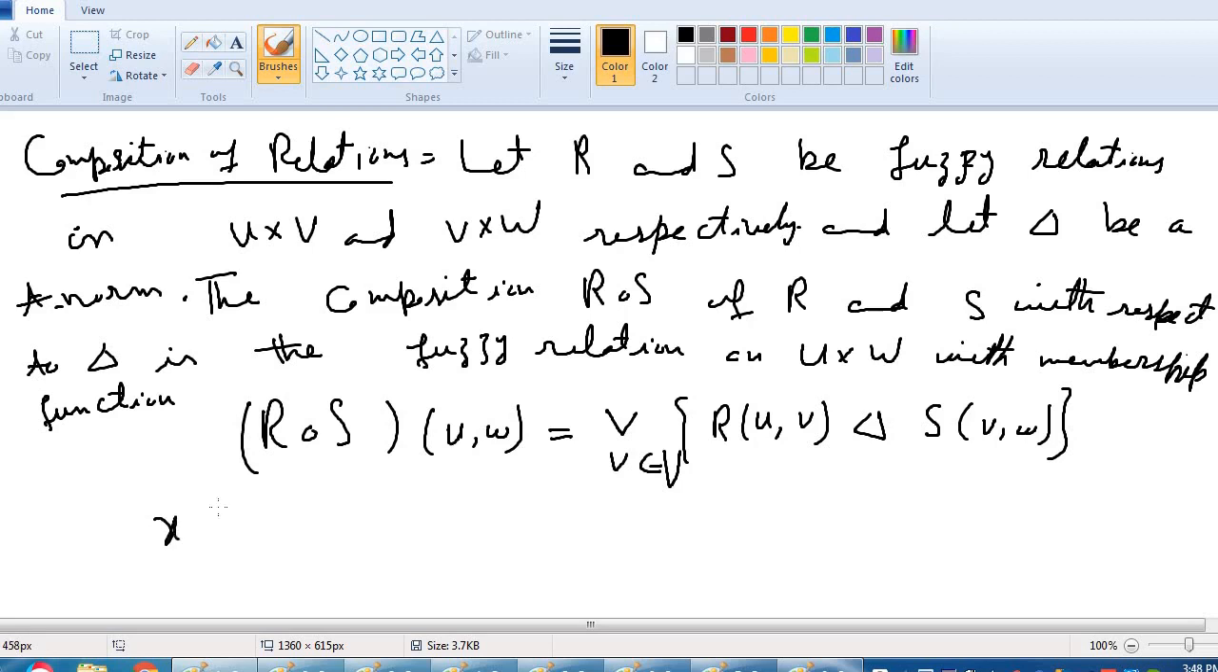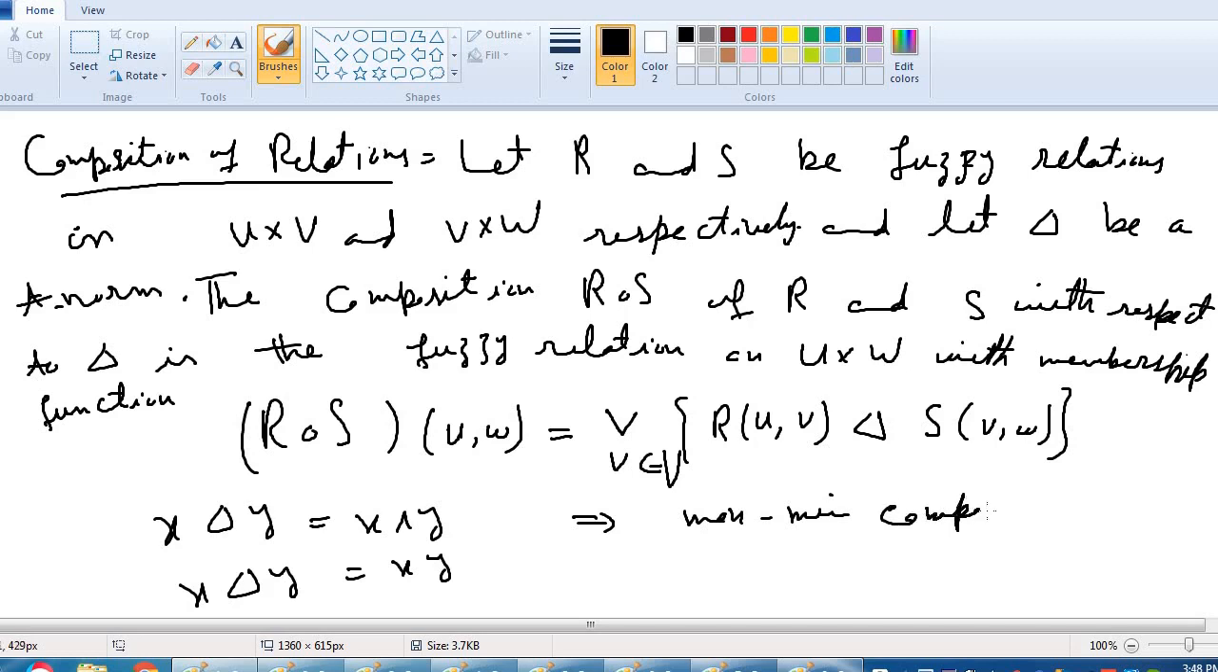Here we can take x delta y as a T norm equal to min of x and y, or we can also take x delta y equal to x multiplied by y. We can take any T norm. So in this way we will first calculate the max min composition, and similarly for multiplication we will find the max product composition.